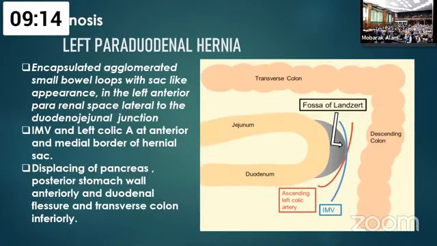The diagnosis of this case is left paraduodenal hernia, which is usually located in the Landzert fossa, lateral to the jejunal flexure, causing anteromedial compression of the inferior mesenteric vein and the ascending branch of the left colic artery. This is the most common cause of internal abdominal hernia.